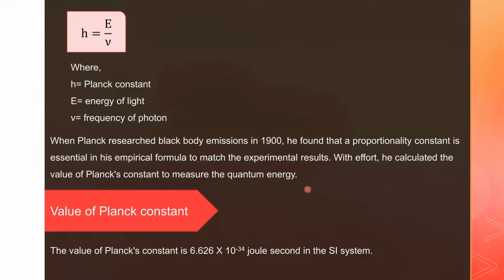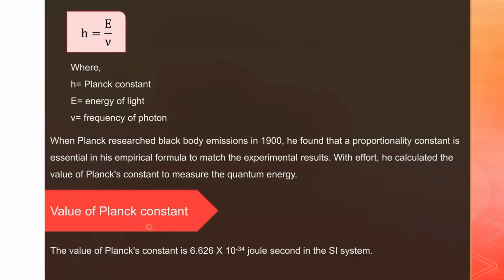So, you get h is E by nu, where h is Planck's constant, E is the energy of light, and nu is the frequency of the photon. When Planck researched blackbody emission in 1900, he found that a proportionality constant is essential in his empirical formula to match the experimental result, because E is proportional to the frequency nu. So a proportionality constant is required. With effort, he calculated the value of Planck's constant to measure the quantum energy.